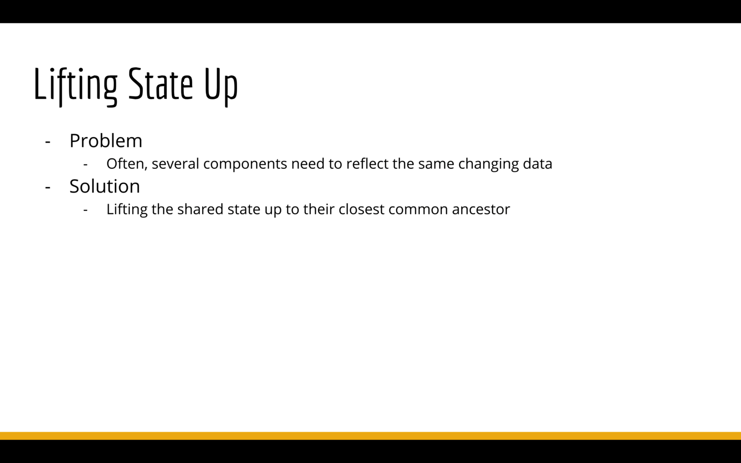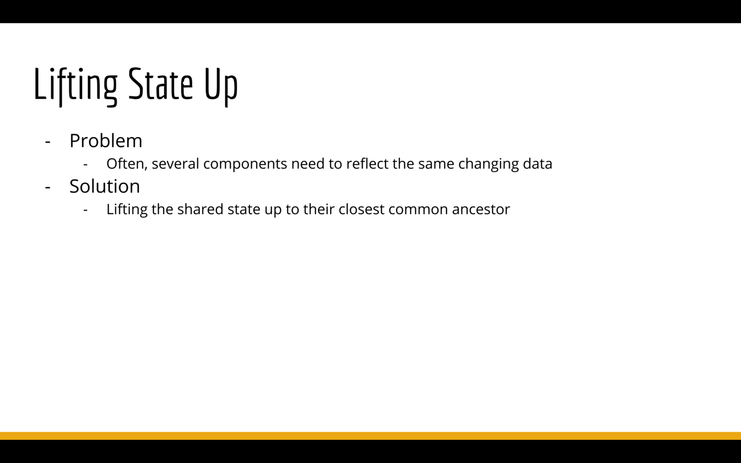In this video, we're going to be talking about lifting state up in React. So in general, I want to outline the problem here. This occurs when we have several components that need to use the same piece of changing state. And in general, the solution is that we want to lift up that piece of shared state that multiple components are relying upon to their closest common ancestor.